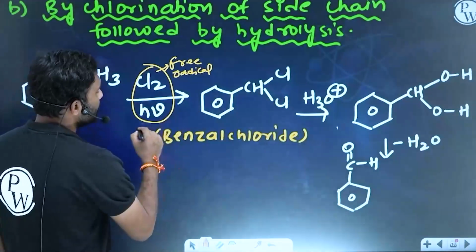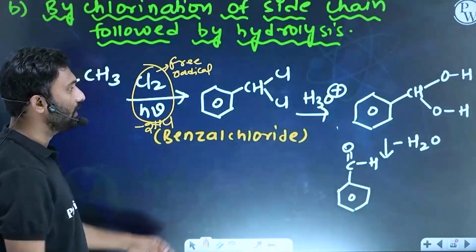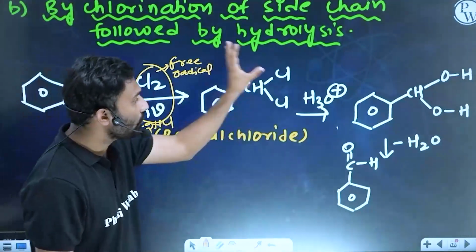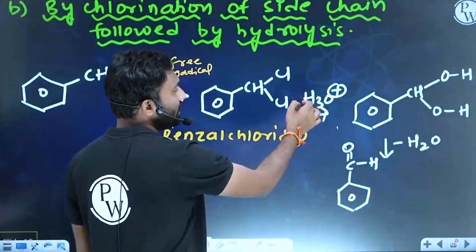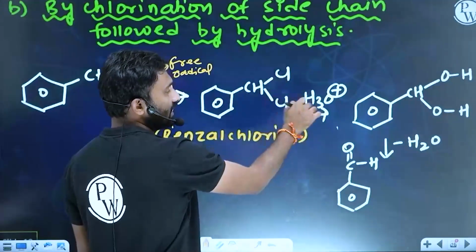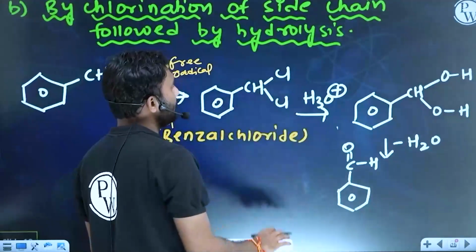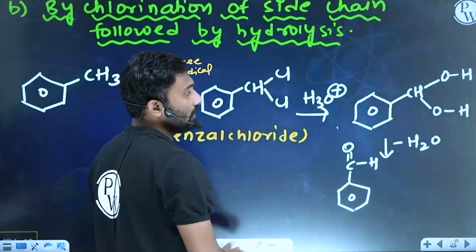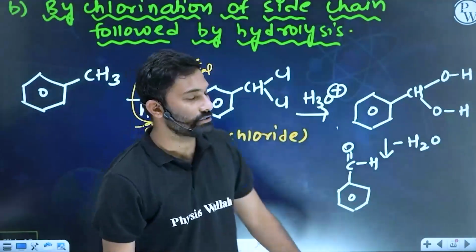Alkyl, and it will eliminate as HCl. It will be eliminated and it will give the benzyl chloride. Benzyl chloride upon hydrolysis will give, again, 2 moles of HCl eliminated, and 2 hydroxy groups will be attached.